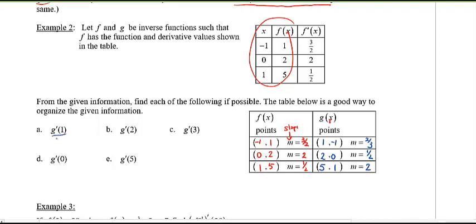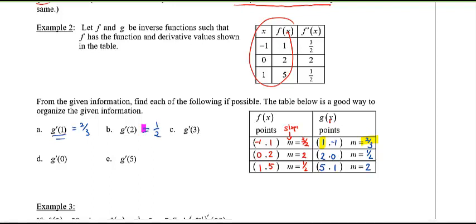So what is g prime of 1? Well, here's g prime, that's a slope at 1. At 1, the x value of that point is 1. Well, that's just 2/3. Done. So try the next one. What's g prime of 2? I hope you said this is 1/2. What about g prime of 3?